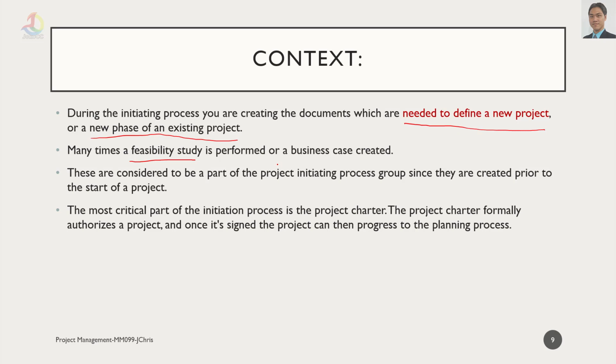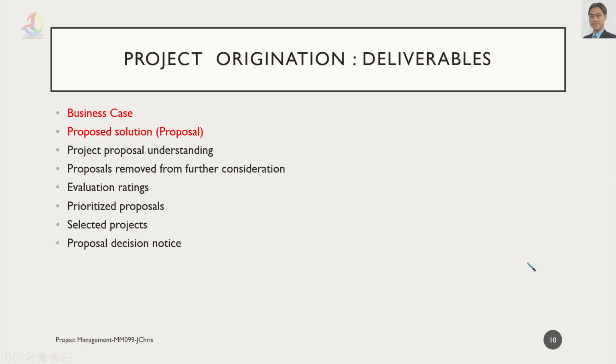So the most critical part of the initiation process is the project charter. This is a document which formally authorizes a project, and once it's signed, the project can then progress to the planning process. The project origination deliverables consist of business case and proposed solution or the proposal. Both of these are the main documents that need to be created before the project can be started.